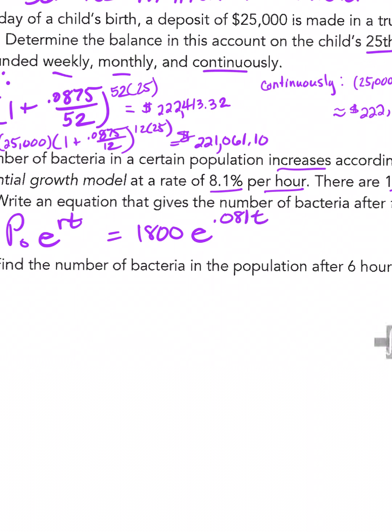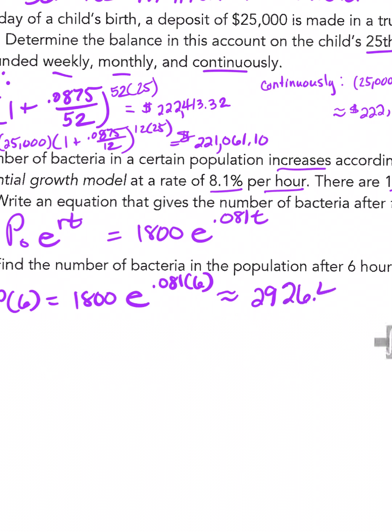So there is our growth. Now it says find the number of bacteria in the population after 6 hours. Okay, so then it just becomes P of 6, 1800 e to the 0.081 times 6. Gives us 2,926.44 bacteria.